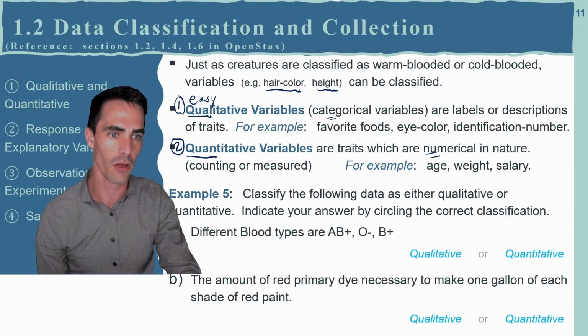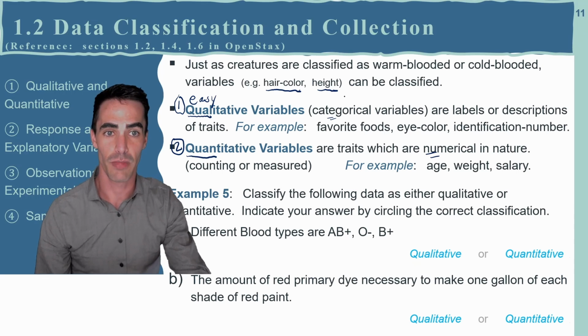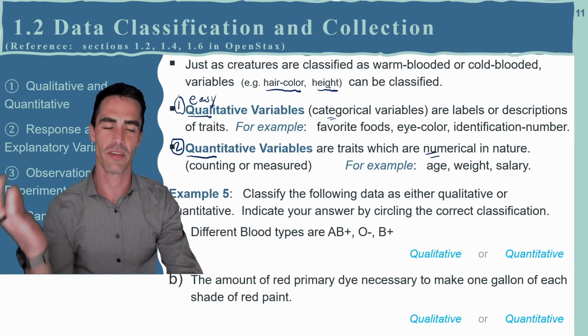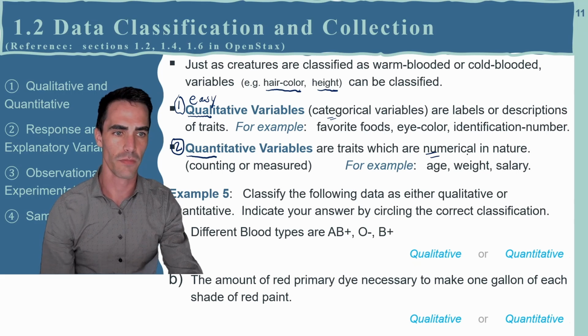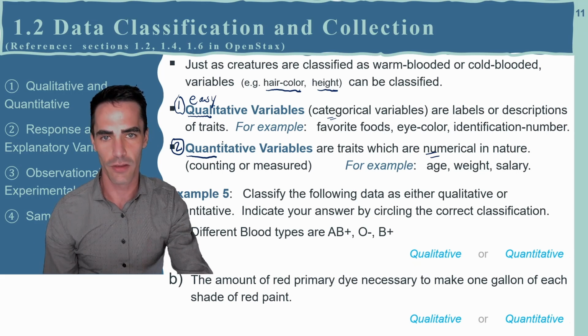The second one, I'll put two over here, is quantitative variables. These are things which are numerical in nature. Maybe something like height, 56 inches, 72 inches, and so on. Age is another great one. Weight, there are some other examples here. These are often numerical in nature, and they're quite different.